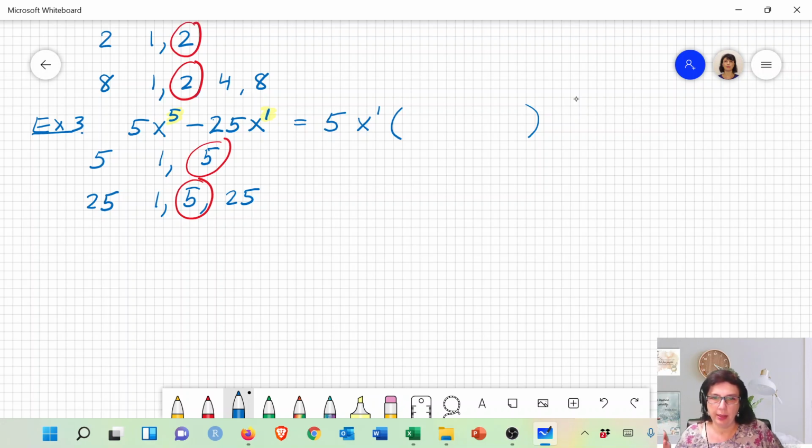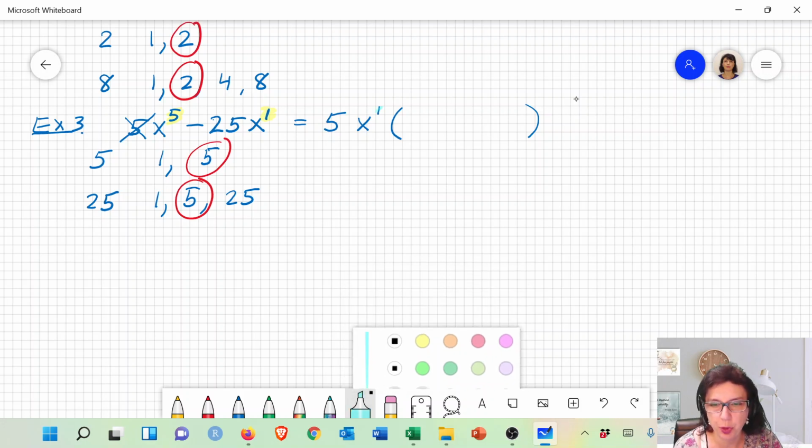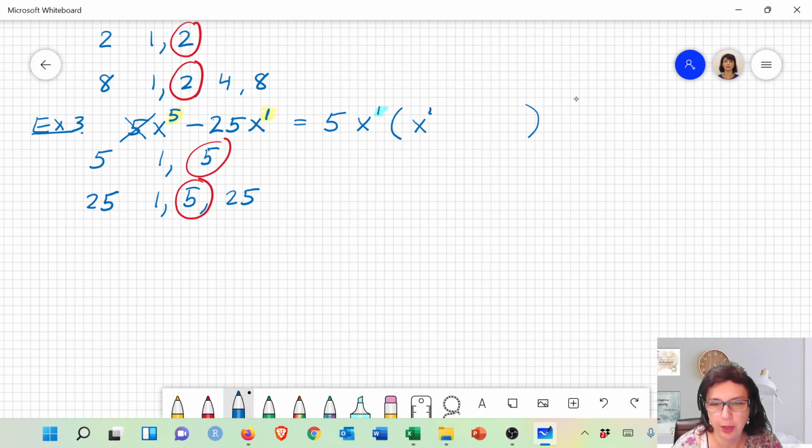And then we have to decide what to put in parentheses. When you take out 5x, what will be left? First of all, 5 you take out, so that's gone. x to the 5 and x to the 1: compare the powers and subtract them. I have 5 and 1, the difference is 4, so that would give you x to the 4, right? Then the minus stays minus. The 25, I'm taking 5 out. 25 is 5 times 5. If I take 5 out, I have one more 5 left.